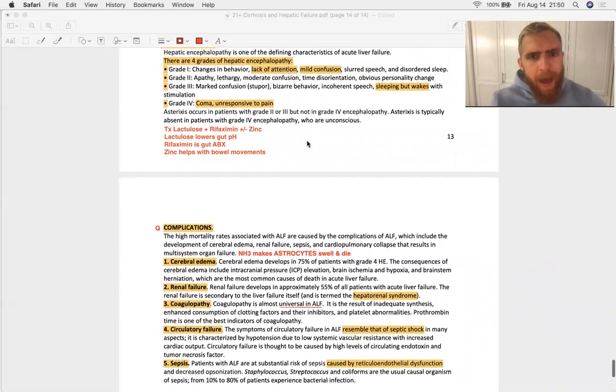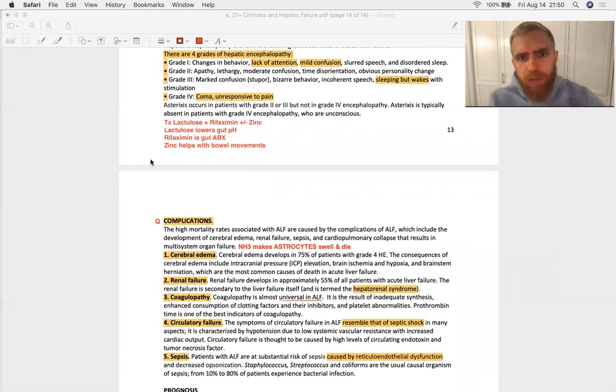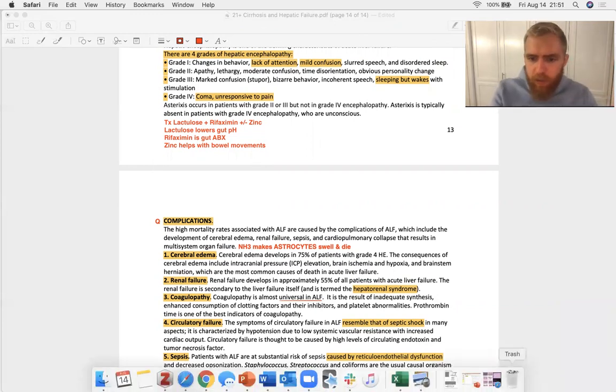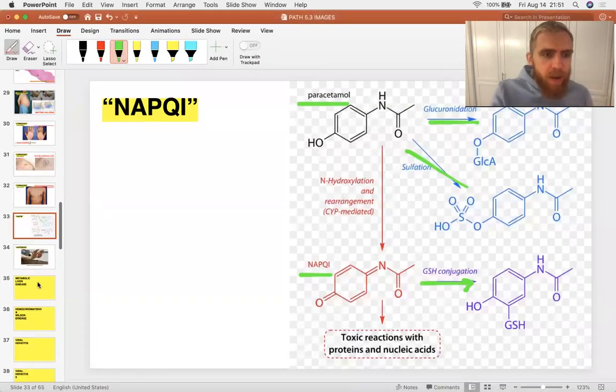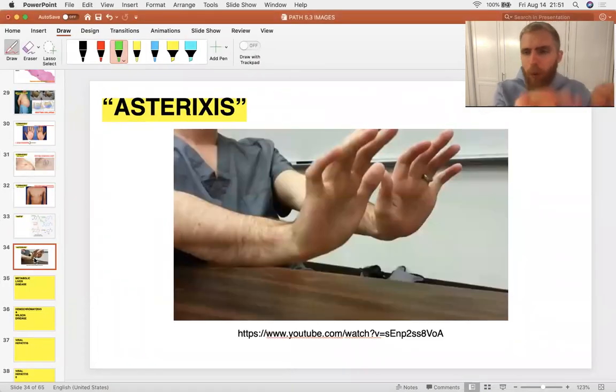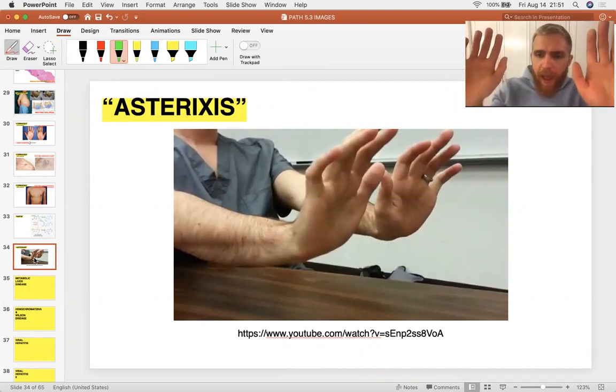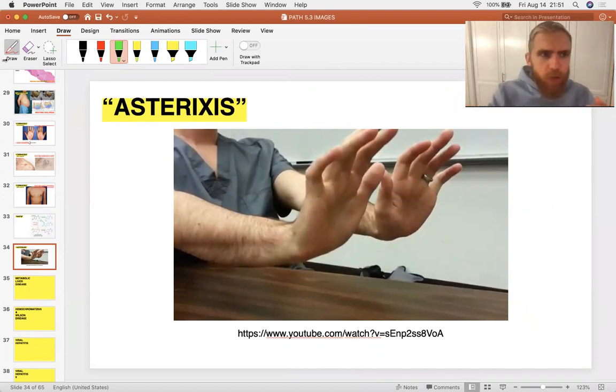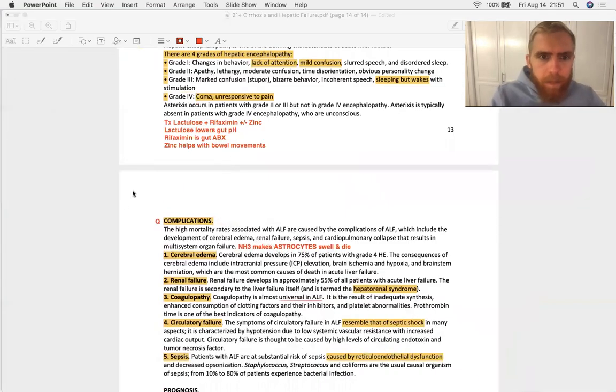So grading hepatic encephalopathy, grade 1, as we said, is just nothing too bad. Grade 2 is when you really start to say, oh, hey, something's probably wrong here. And grade 2 is also when you see asterixis, which, as we said, the buzzword there is bird flapping hands. You ask them to hold their hands out and they just can't do it. So I'll paste this YouTube link, let you take a look at it.